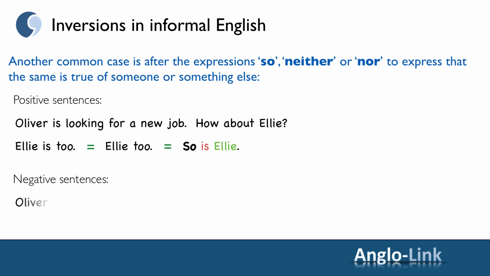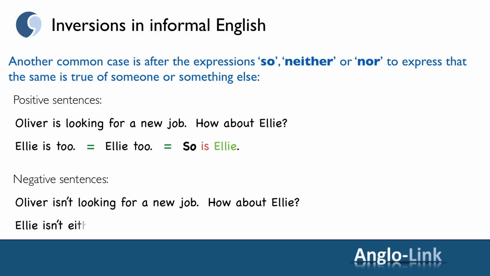In a negative sentence, we use neither or nor. So if our sentence is, Oliver isn't looking for a new job, how about Ellie? You can say, Ellie isn't either, or simply, Ellie neither. Or you can start with neither or nor and then invert. Neither is Ellie, nor is Ellie.